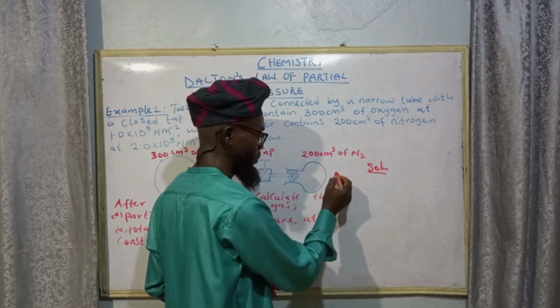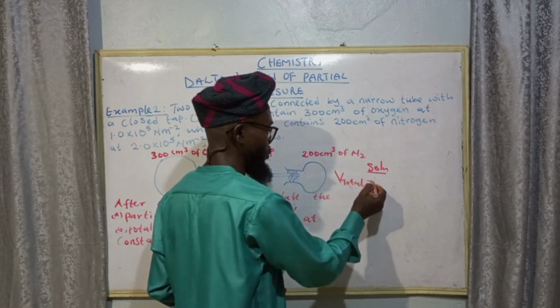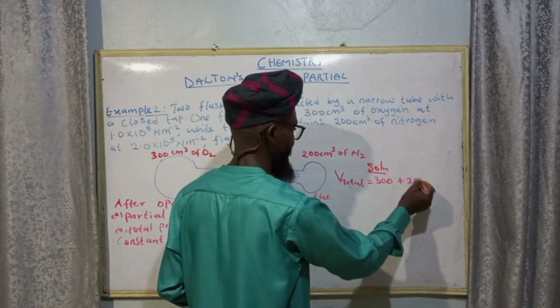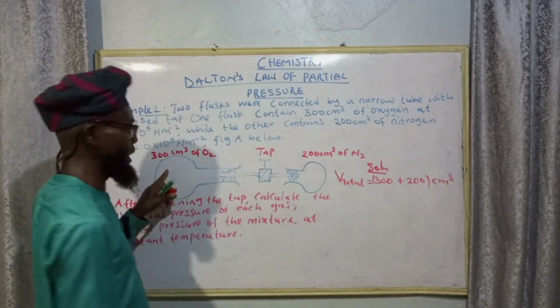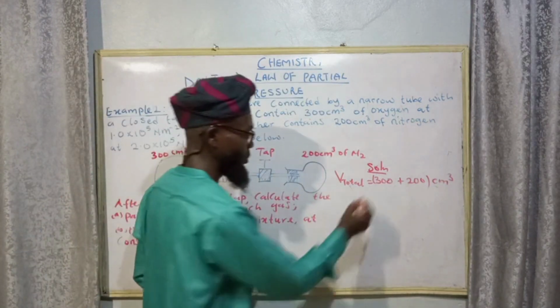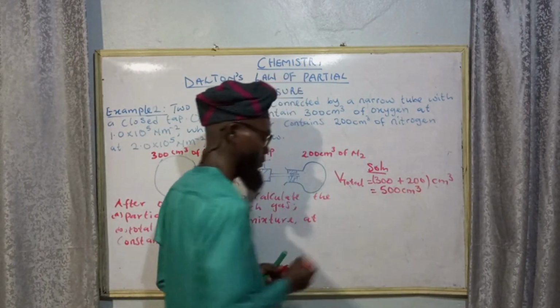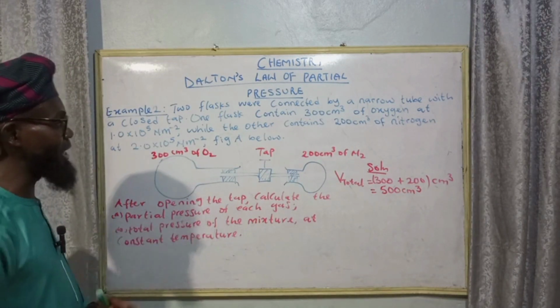Total volume, V total, will equal 300 cm cube plus 200 cm cube. So 300 for the oxygen and 200 for the nitrogen. We have 500 cm cube. So we are told to find the partial pressure of each gas.